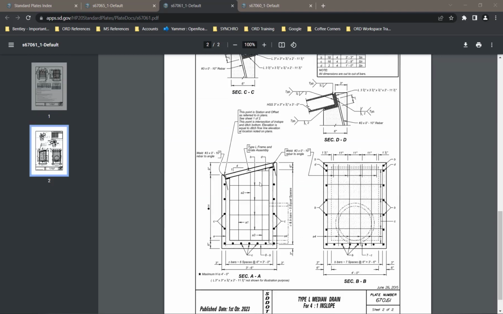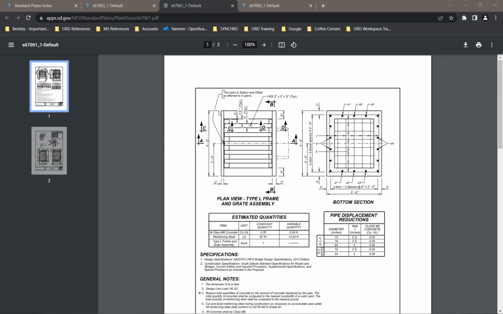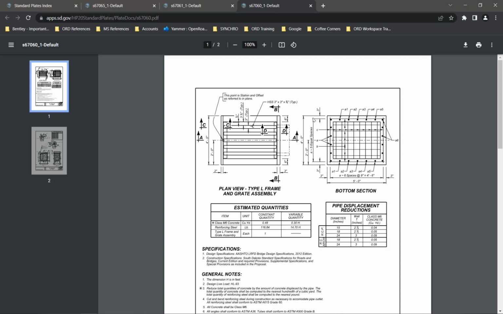Same is true if I take a look at the type L. It doesn't really matter what these outside dimensions are of this grate, as it's sitting on top of this box. The area where the water can enter is actually going to be the inside walls. So that's what I'm going to use for my grate opening, which will be 3 by 2.5 for this one, and then that is going to be 3 by 4 on the other one.